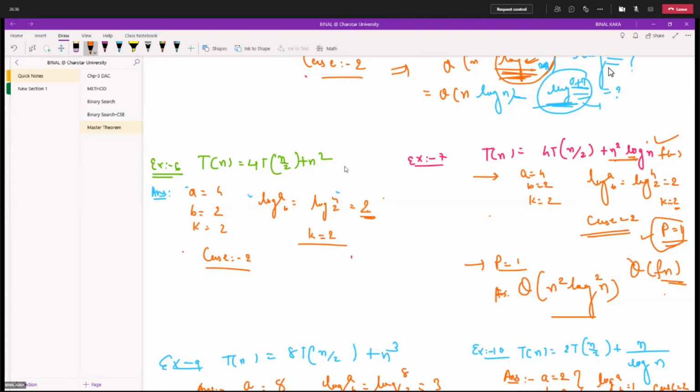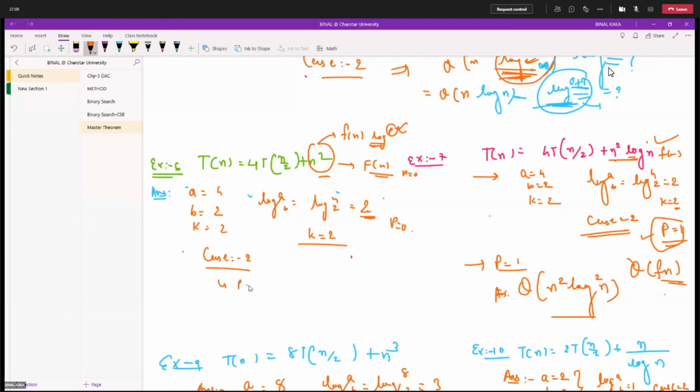So again, I'm repeating, whenever you have a log function in f of n, what is our function f of n? This one, right? If any log function is available in f of n, then we get the p value from this log function. If in f of n there is no log function available, then you can directly say that for case 2 we have p equal to 0. Here I have only n square, there is no log of n, so again I can say that p is equal to 0. If p is equal to 0, what is the answer?